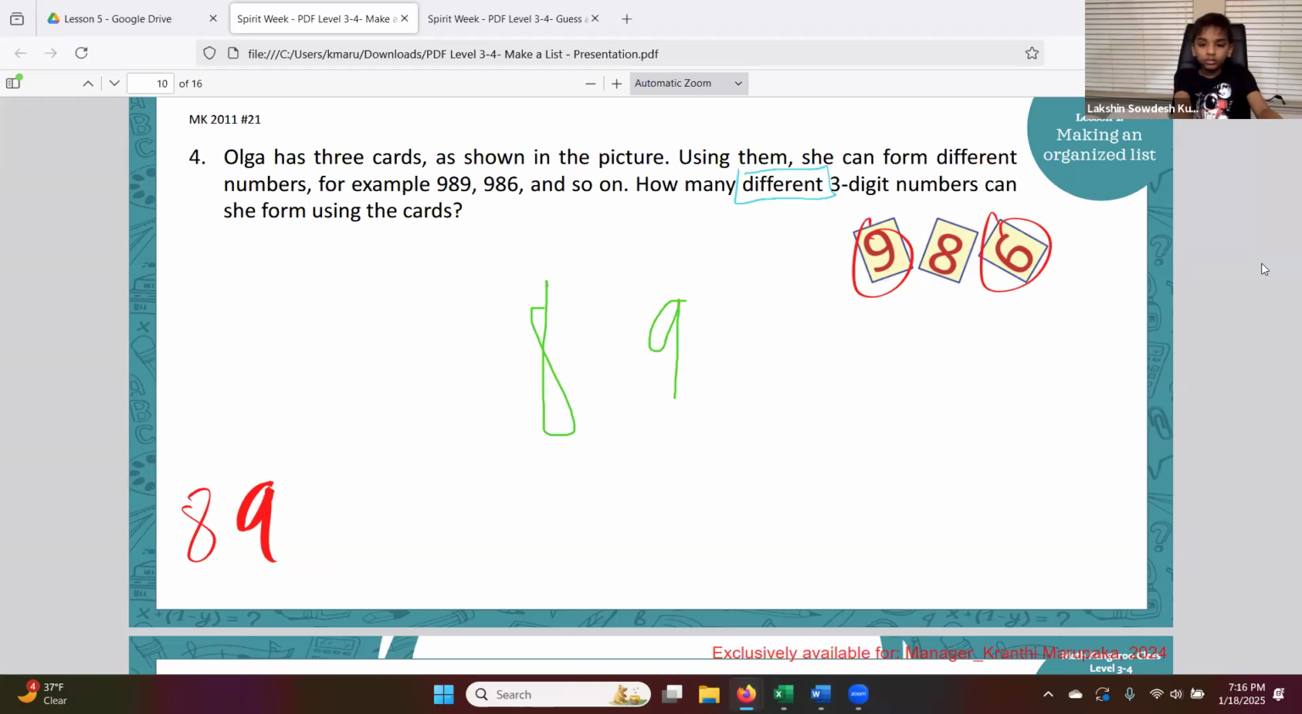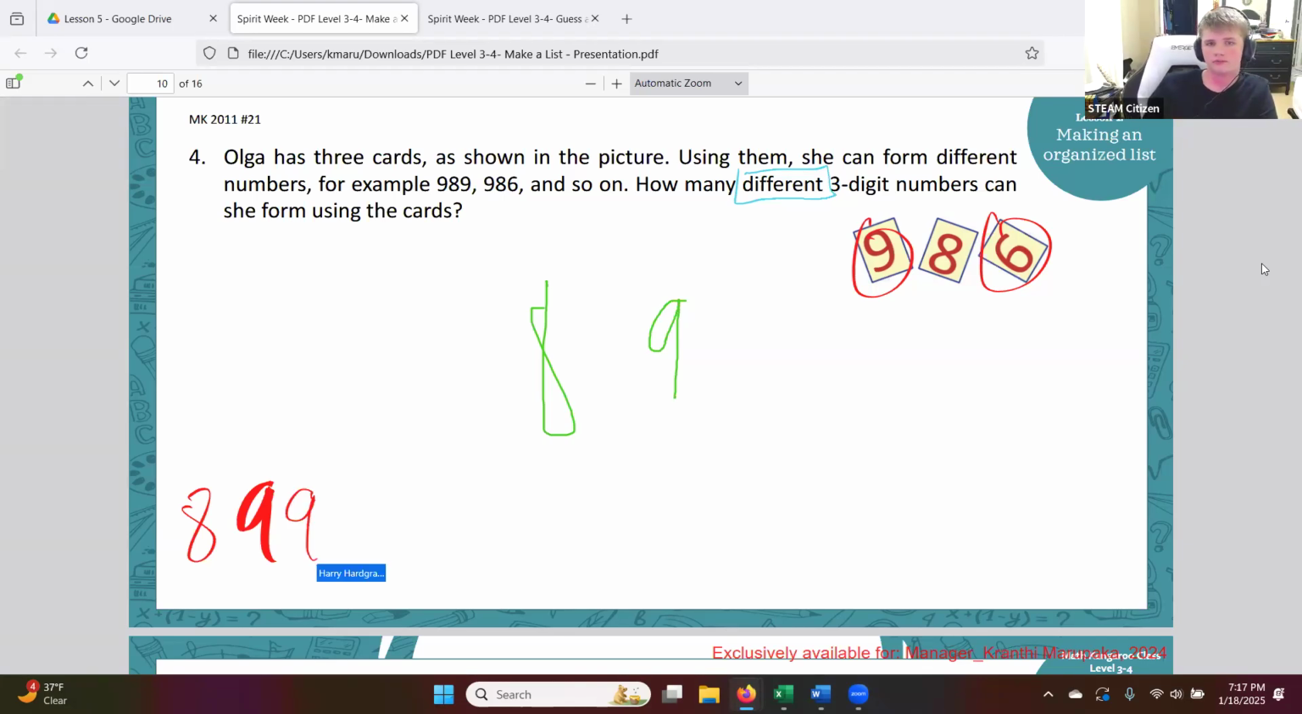3 times. How can you use 9 3 times? If I handed you these 3 cards, how would you make 3 9s? Never mind. You can only do 9 one time. I think you can do it more than one time, because remember, you can flip the 6 upside down. Oh, yeah. 2 times. All right, 2 times. Is there any other numbers you can use?